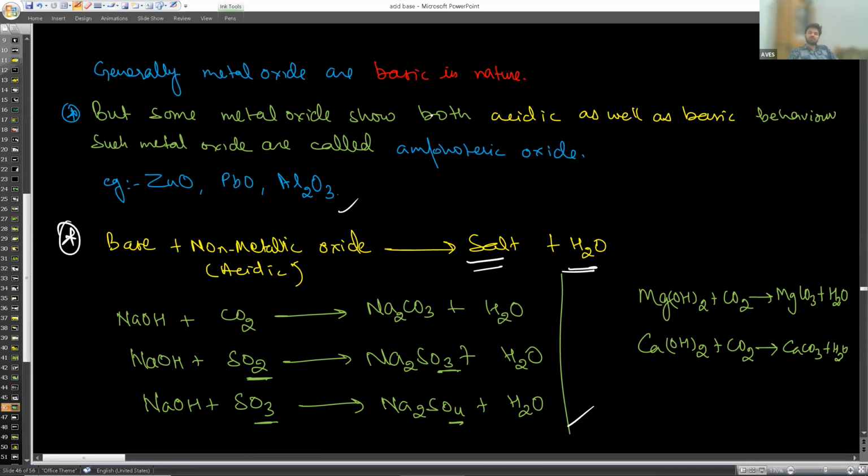And write this one also. Then, base when reacting with non-metal oxide. Non-metal oxides are like carbon dioxide and sulfur dioxide. Therefore, salt plus water.